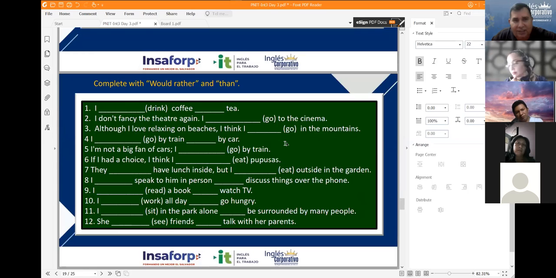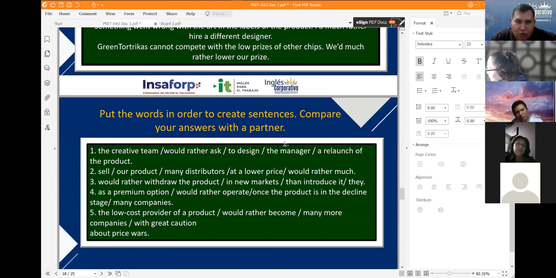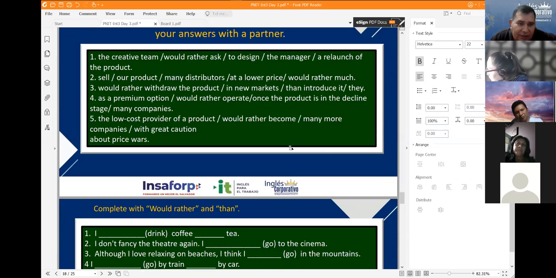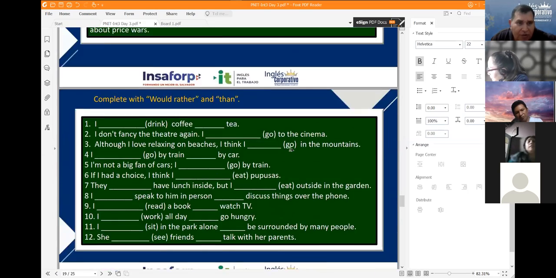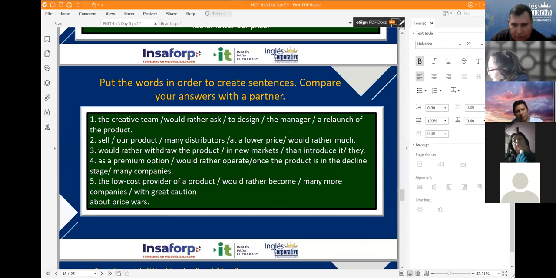Okay, let's go to the groups and let's work on this. Pages 18, 19, and 20, okay? Yes, let's go, my friend. Let's do it. Nice clouds, Nelson.